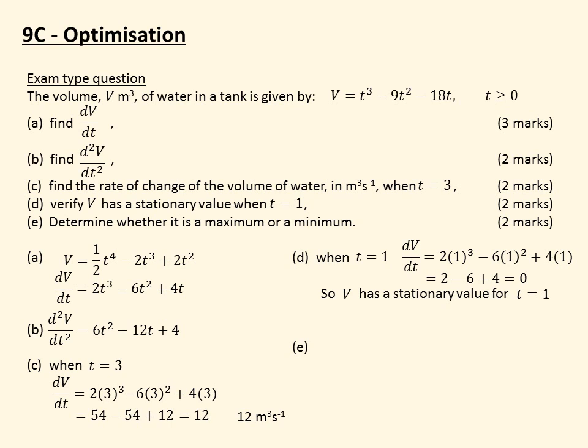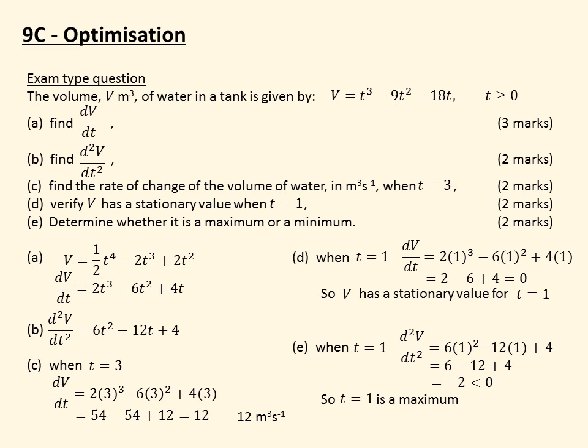Now E. We need to find whether this stationary point at t equals 1 is a maximum or a minimum. So we look at the second derivative. If we put t equals 1 into the second derivative, we get a value of minus 2, which is less than 0. So the stationary point at t equals 1 is a maximum.